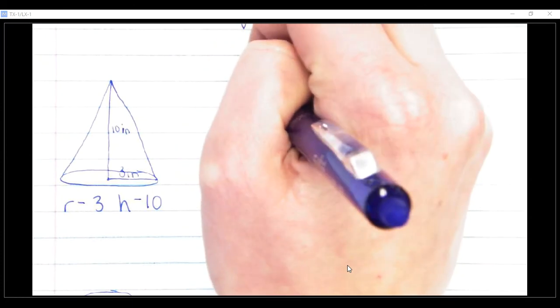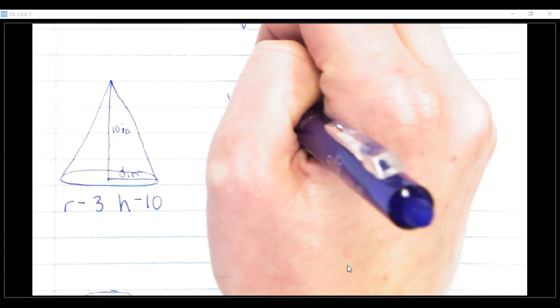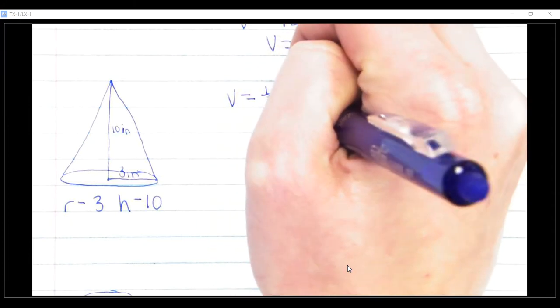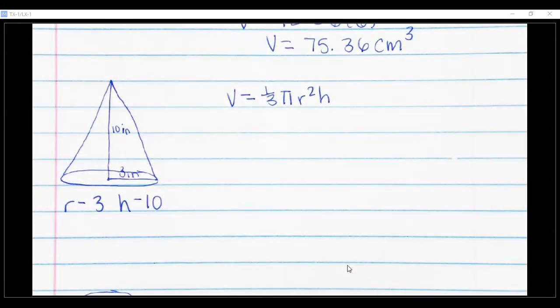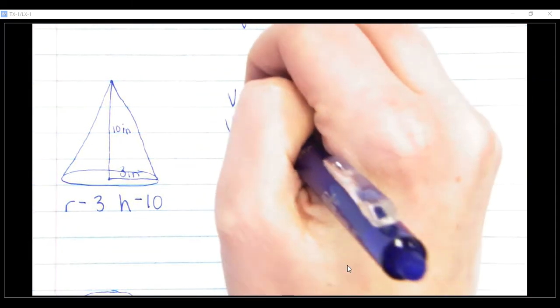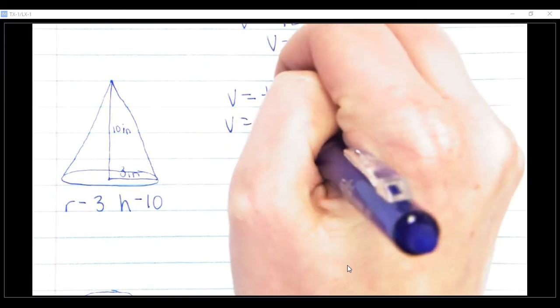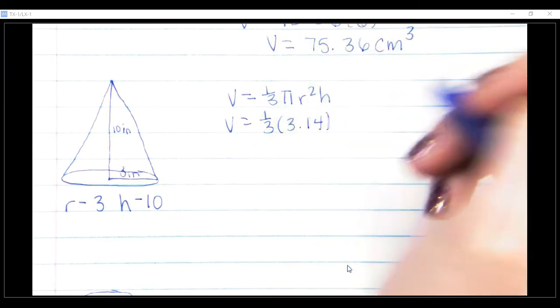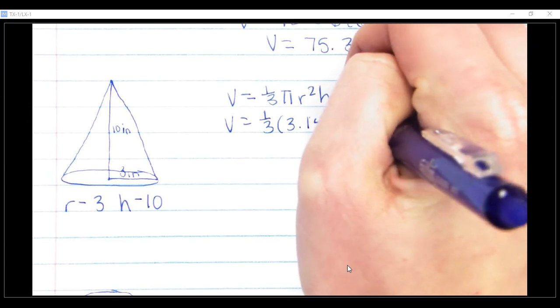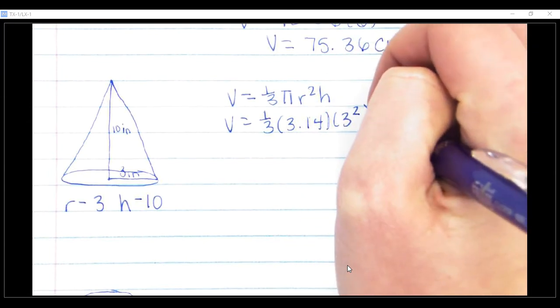And if you have a diameter, you need to divide it by 2 before you begin. Now I'm going to plug in to the equation V equals 1/3 pi r squared times the height. Notice how the only difference between the other equation and this equation is that we are multiplying it by 1/3. So I'm going to plug in what I know. I know that 1/3 and I know pi. My radius is going to be 3 and I want to make sure I square it, and my height is 10.